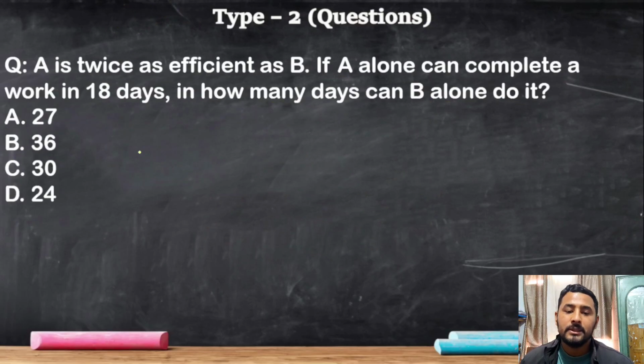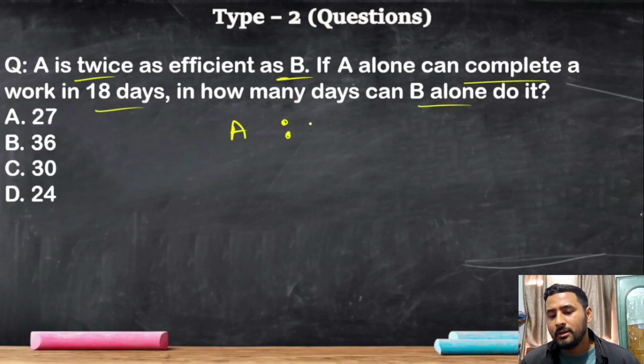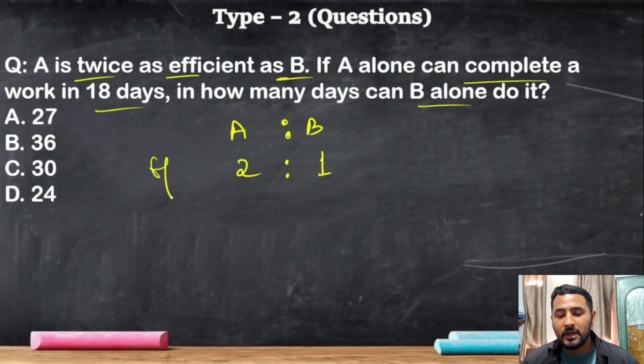Let's go one more. A is twice as efficient as B. A alone can complete a work in 18 days. How many days can B alone do it? See, now efficiency is already given. You don't need to do any LCM or anything to get the efficiency. What you should do is use the ratio method. A to B. A is twice as efficient as B. If efficiency of B is 1, A is twice of B, so it'll be 2, right? You got the efficiency.